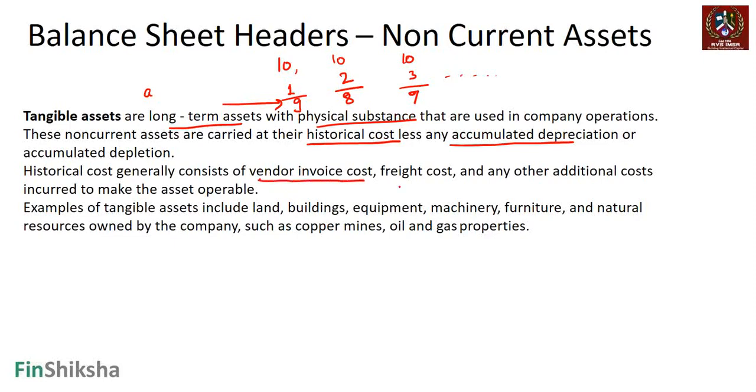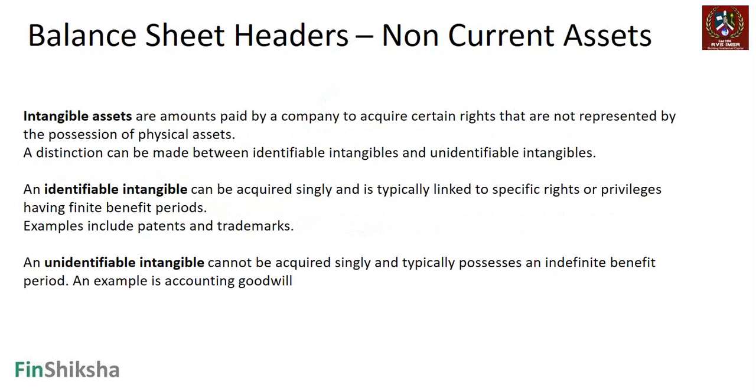Then you have vendor invoice cost. What does historical cost include? Historical cost basically puts in everything that has come into the picture in order to purchase this asset. Vendor cost, invoice cost, freight cost, any additional charges to make the asset operable. Examples would include land, buildings, equipment, machinery, furniture, copper mines, oil and gas property, any resources owned by the firm, etc. All of these are examples of tangible non-current assets.